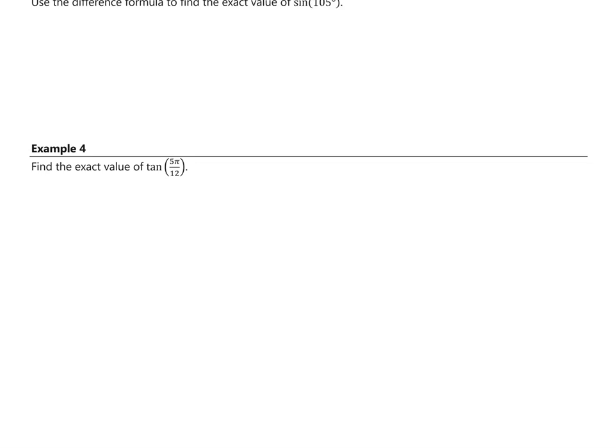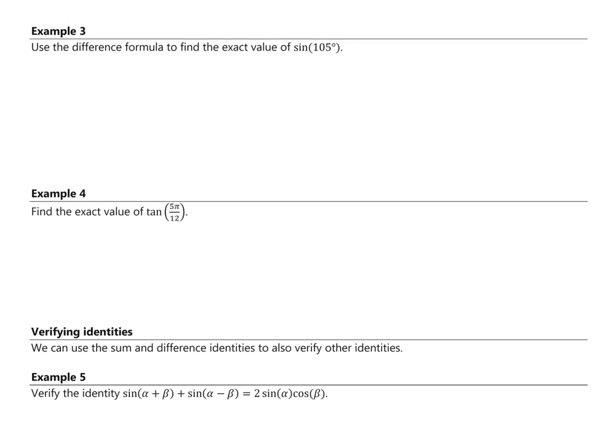Okay. Next example. Use the difference formula to find the exact value of sine 105 degrees. So now, what's the easiest way to have two angles? Remember, from the unit circle, we had the first quadrant 30, 45, 60, and then 90, and the second quadrant 120, 135, 150, up to 180. So 105, think about that.